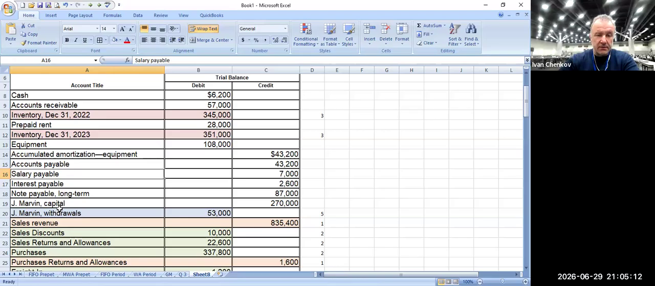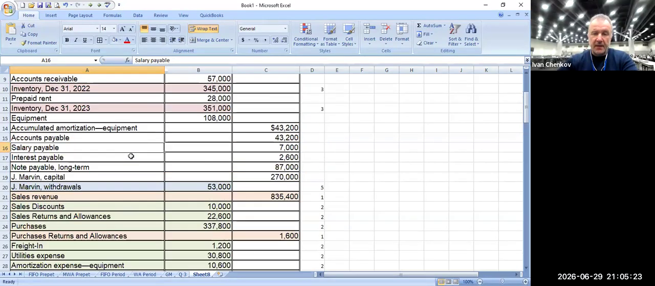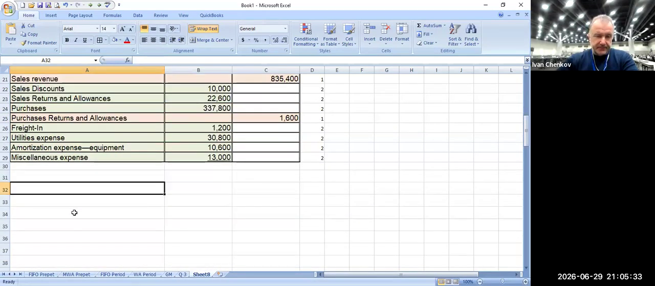And that's how we're gonna close all those temporary accounts, which are cumulative accounts, which are used only for the period. And we're gonna leave only the balance sheet accounts with the ending inventory balance of 351. So let's start working and see what we're gonna do.